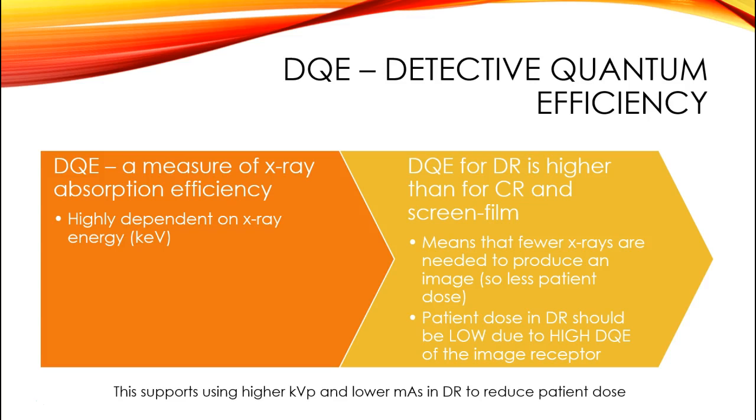So fewer X-rays are needed to produce the image, thereby lowering the dose. Actually, we should be going in a downward trend where there's a lot less patient dose out there. So you guys can be on the forefront of trying to incorporate this and get people to change their habits. Patient dose in DR should be low due to the high DQE of the IRs that we're using out there. And this supports using higher kVp and lower mAs in digital radiography on all of your images.